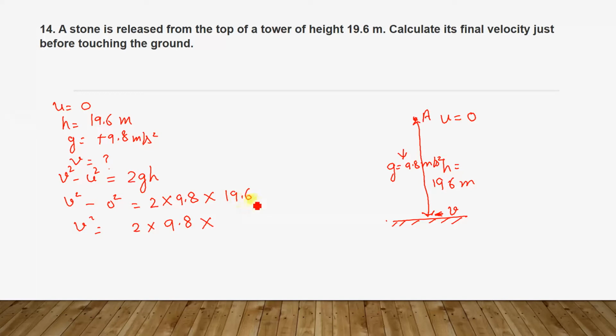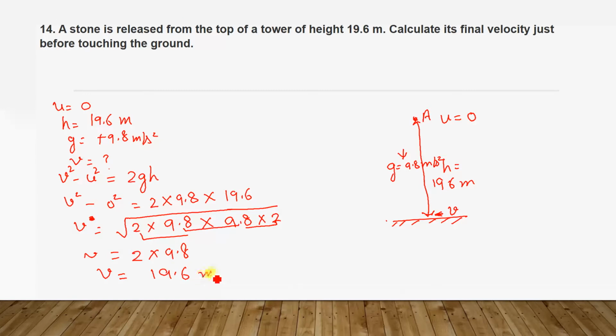we can divide this 19.6 as 9.8 into 2. Why am I doing this? Just to simplify the calculation. This square will move to the right side and it will become the square root. So making the pairs, 2 with 2 and 9.8 with 9.8, we are left with 2 into 9.8. So final velocity comes out to be 19.6 meter per second.